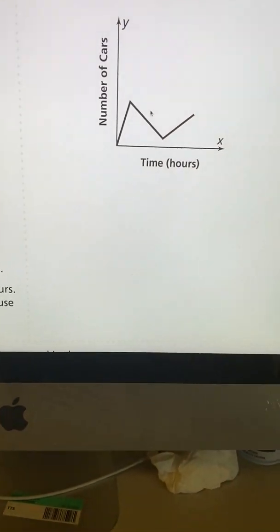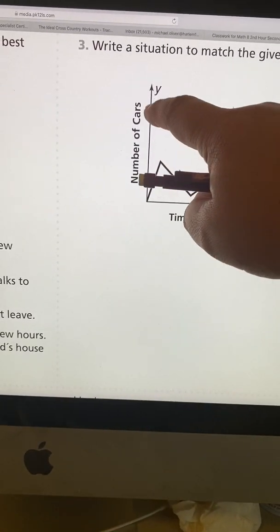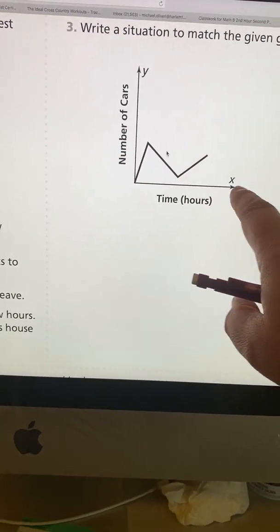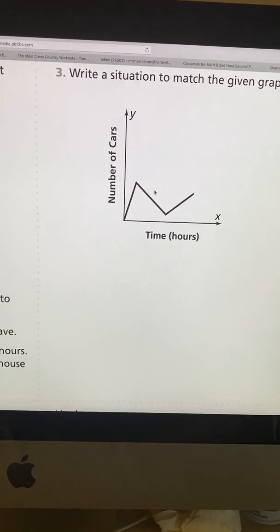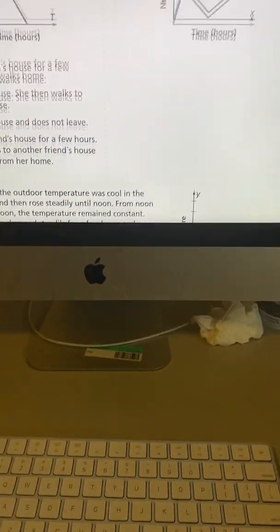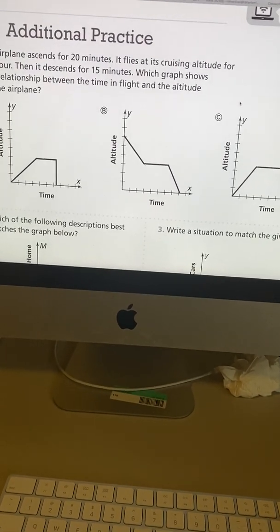If you look at that, that's her. You can describe something else if you want, but you've got to look. Number of cars, time in hours. You could talk about, I'm not going to tell you. You come up with your own ideas for what it means. Okay? So that's how you do numbers 1, 2, and 3. Gives you an idea of how to do these.